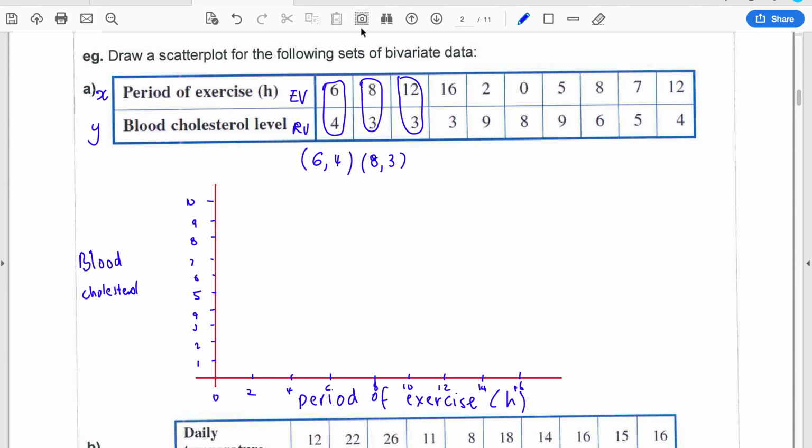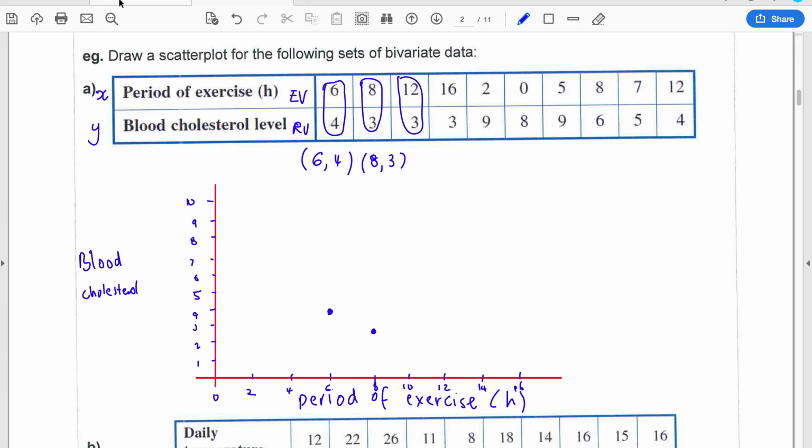Once you've got all that, you'll then plot 6, 4, so period of exercise 6, and then you'll go up to 4 and you put a dot. It doesn't need to be labelled, it just needs to be in its correct position. The next one would be 8 and 3. And then you'll go through each of those, so next one 12, 3, and then 16, 3, and you would plot all of those dots together.